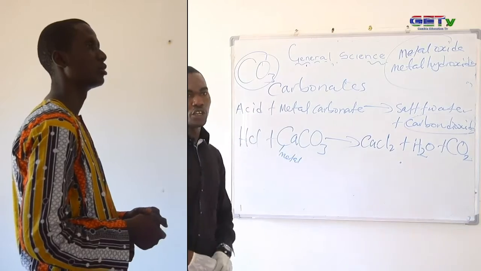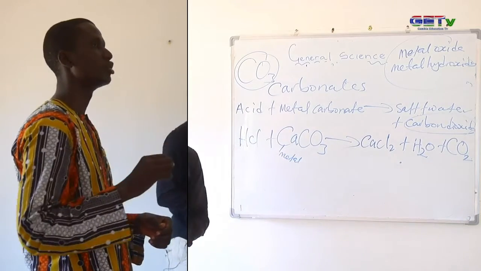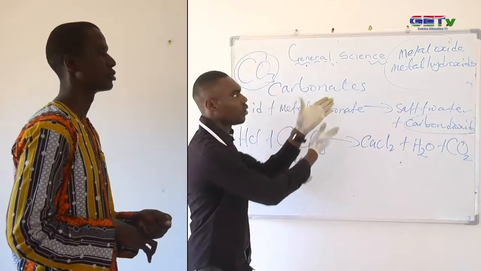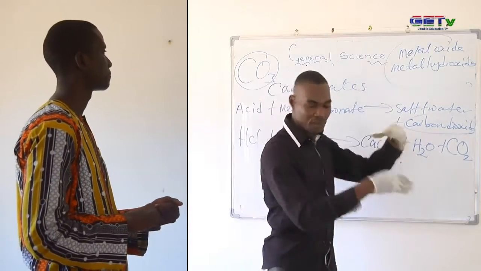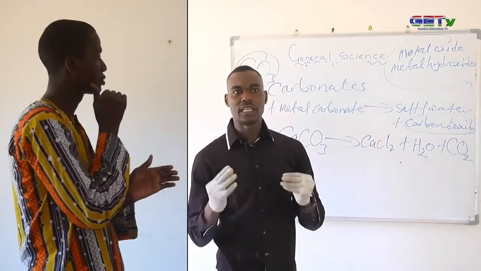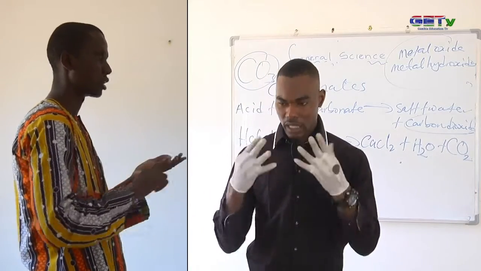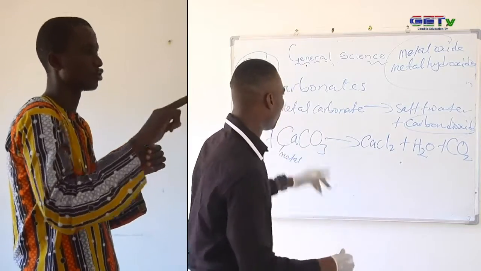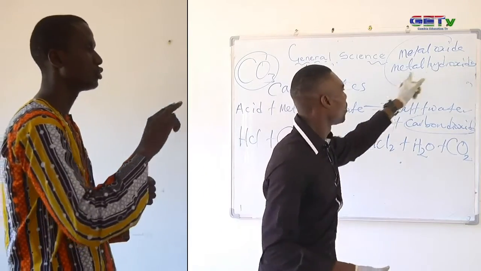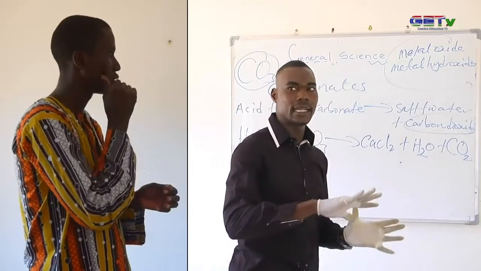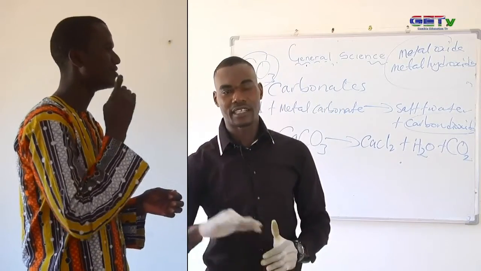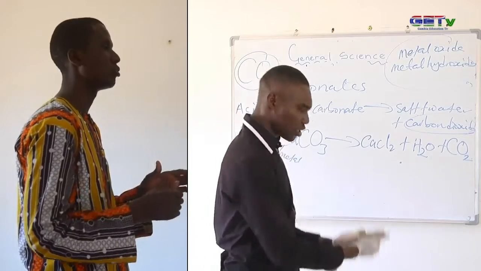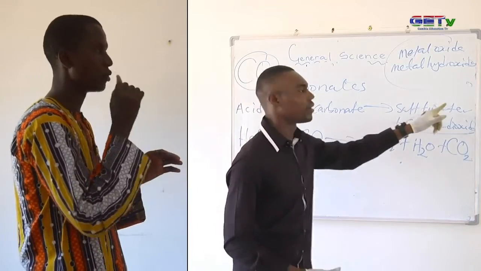Now, neutralization. All this we have talked about here is neutralization, because acids react with carbonates or metal oxides or metal hydroxides. All these reactions are called neutralization reactions. So take note of that now. Whenever acids react with carbonates, metal oxides, metal hydroxides, or hydrogen carbonates, that process is called a neutralization reaction. And the products are always salt and water.